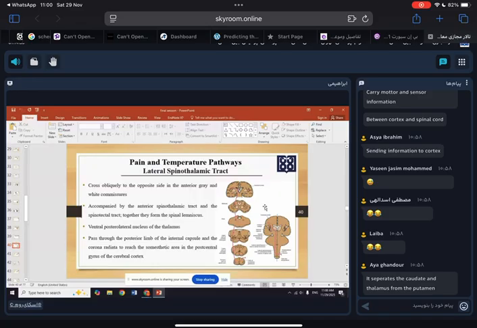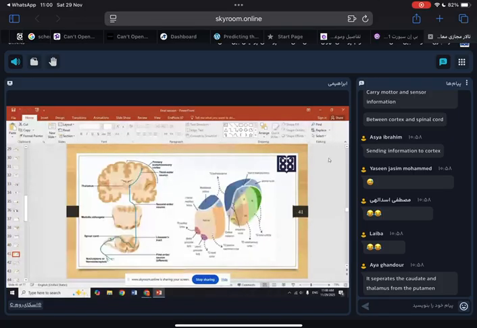Understand this part is related to pain and temperature, which carries these two pieces of information to the spinal cord, have a cross, and then pass and go to the VPL nucleus of the thalamus, and then go to the cerebral cortex. You are seeing it again from another view. It comes to the DRG, comes to the spinal cord. We have a cross here. It passes and goes to the thalamus, and then it passes and goes to the cerebral cortex.